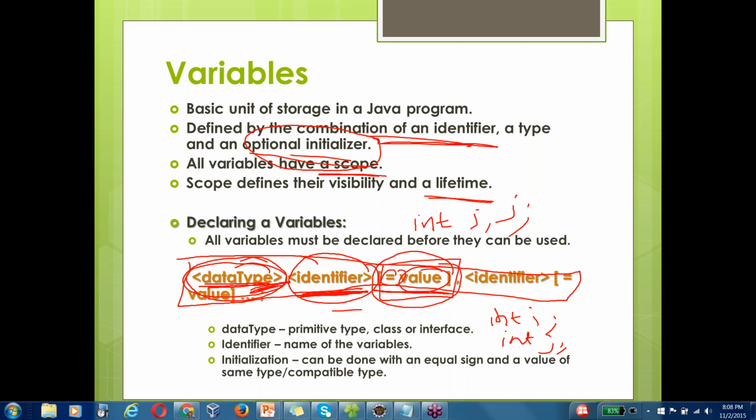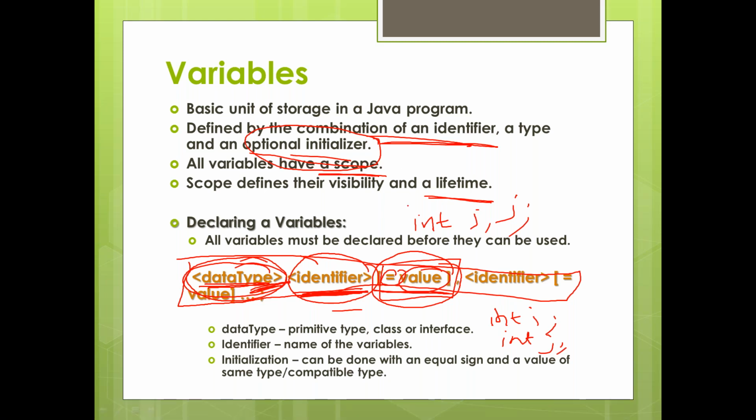Yeah, there's a question from Abid. The question is, if I declare int i and j, will j become an integer? Okay, so that is what I'm highlighting here.